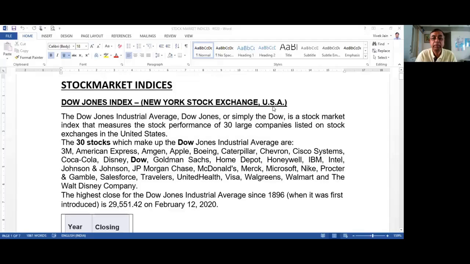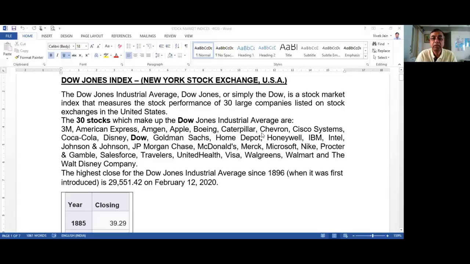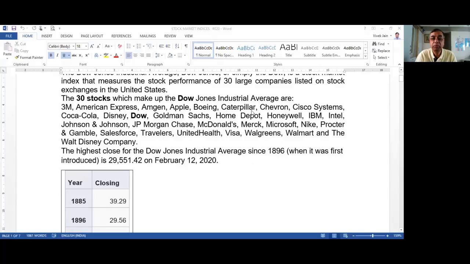Friends, we will first take the Dow Jones Index of the New York Stock Exchange in the United States of America. The Dow Jones Industrial Average, Dow Jones, or simply the Dow, is a stock market index that measures the stock performance of 30 large companies listed on stock exchanges in the United States. These 30 stocks, which make up the Dow Jones Industrial Average, are shown over here.